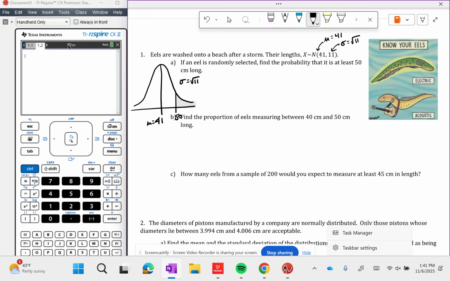Yeah. Right. So I want to find the area, right? Find the probability. That's going to be norm CDF. Find the probability that we have an eel that's from 50 to infinity, right? Because along the x-axis, that tail goes on forever, with a mean of 41 and a standard deviation of the square root of 11. Okay?